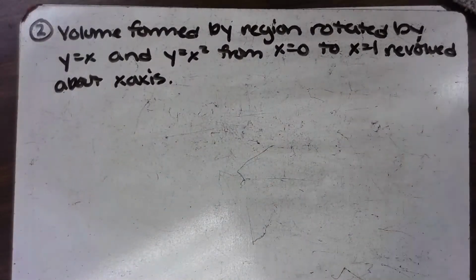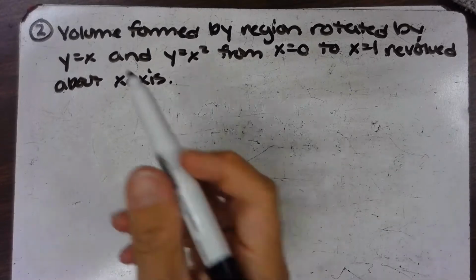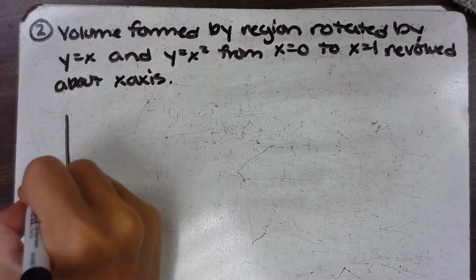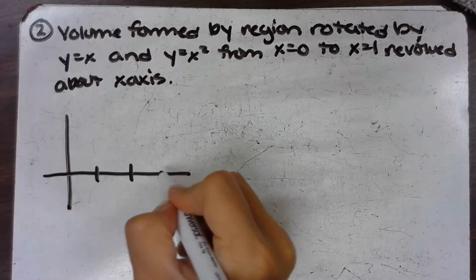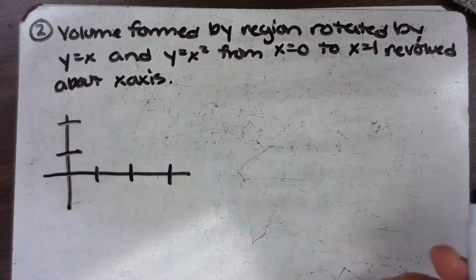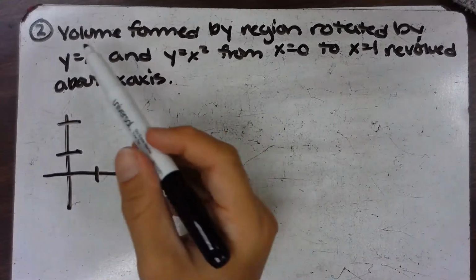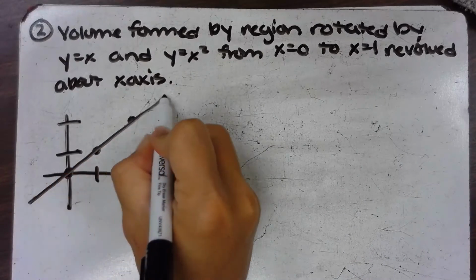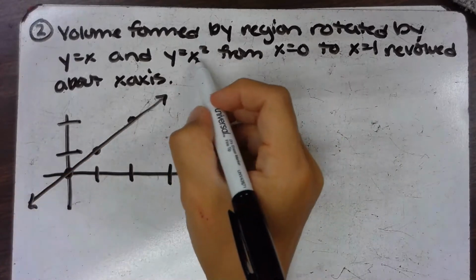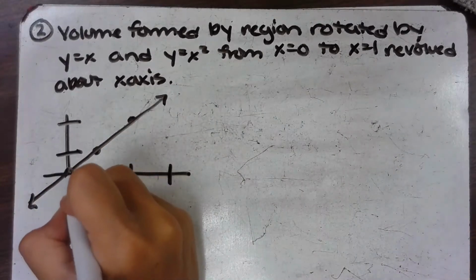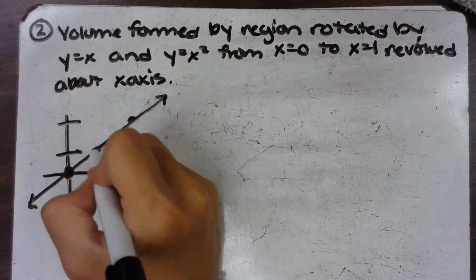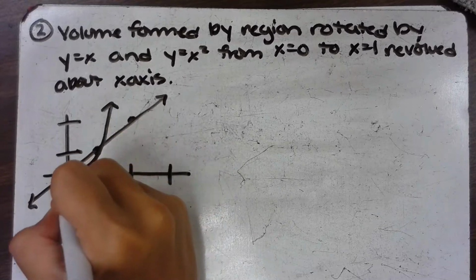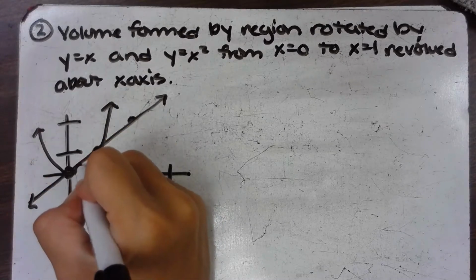Number 2. The volume formed by a region rotated by y equals x and y equals x squared. Now, we could sit here and graph this if we want, or we can set these equal to find where they intersect. Here, I know the line y equals x does something like this. All right, y equals x squared. Okay, we just did that. That's at 0, and then it's at 1 right here, 1, 1. So it comes up like this. All right, so it's this region right here.